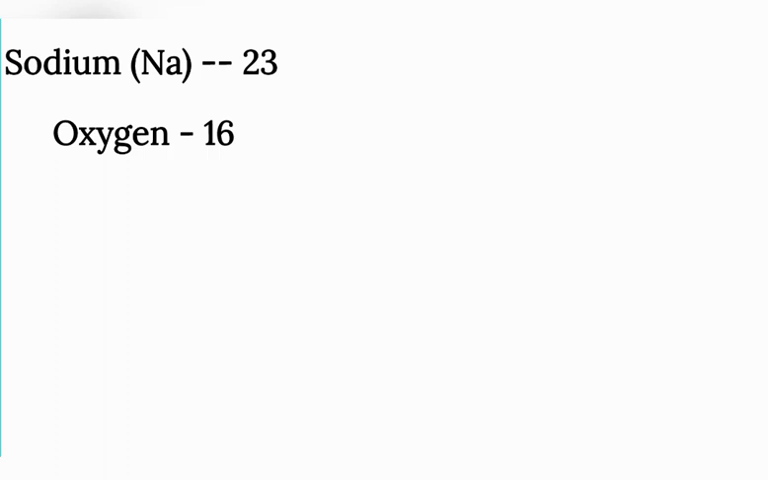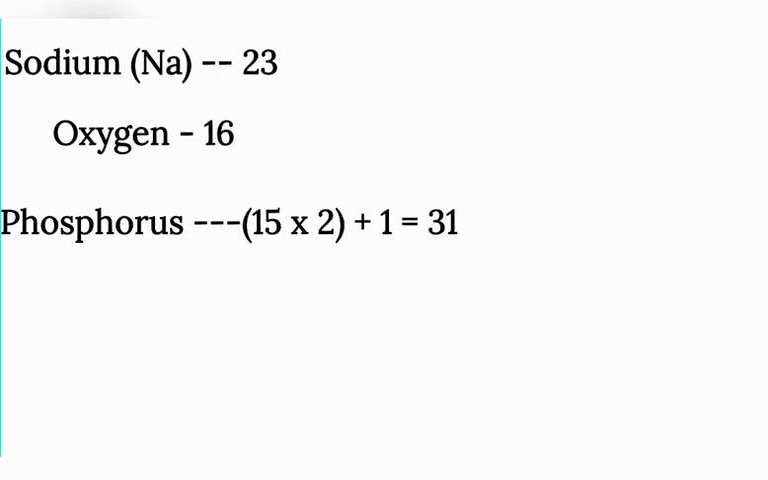Now, let's consider some examples. What about sodium? Sodium has an atomic number of 11. If you multiply 11 by 2 and add 1, you are going to get 23. Because that is for odd numbers, that code works for sodium. For oxygen, the atomic number is 8, and when you multiply 8 by 2, you get 16. So this code works for oxygen as well. You can use it as well for phosphorus and every other element on the periodic table.